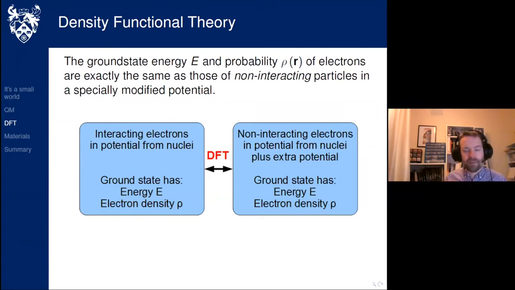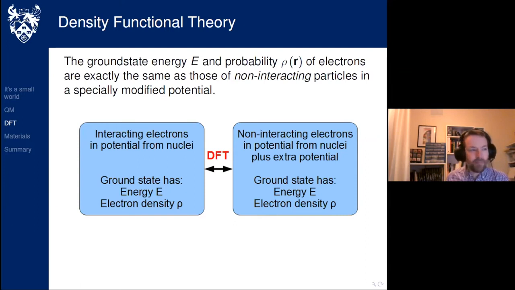But there's a key difference. In this other system, the electrons don't directly interact with each other. So I've drawn that here as two sort of boxes. On the left here, we have our original problem with electrons all interacting with each other, and they feel some kind of attraction to the nucleus because they're negatively charged and nuclei are positively charged. So they've got some electrostatic potential, and they've got energy E and the probability distribution rho.